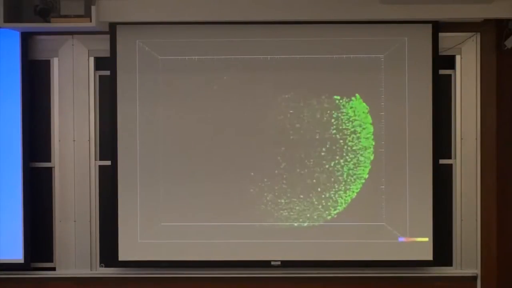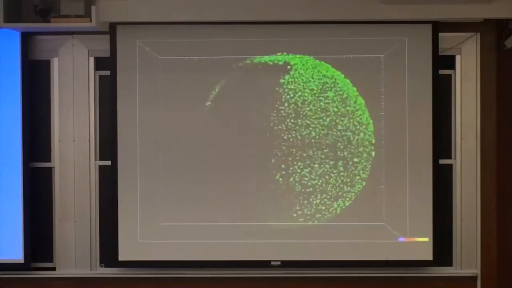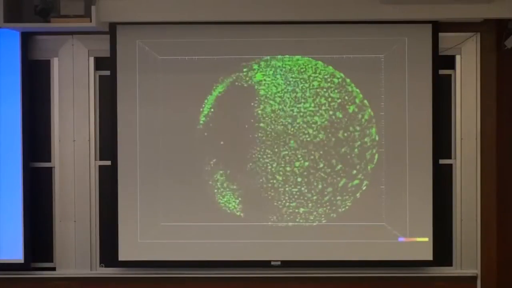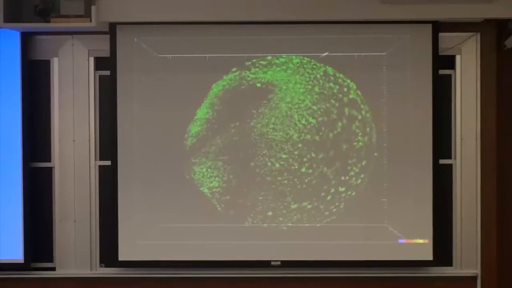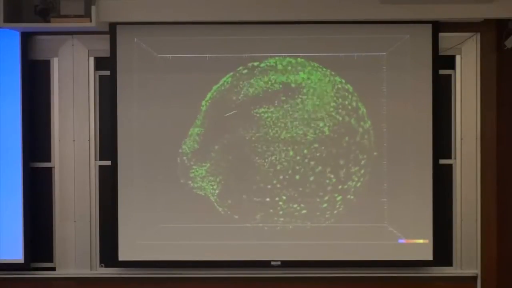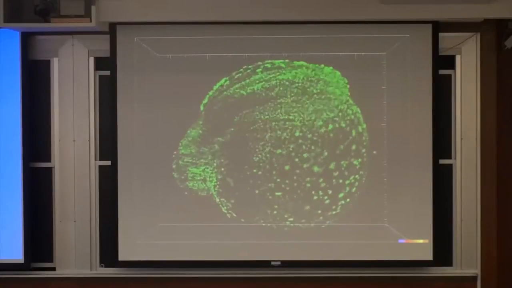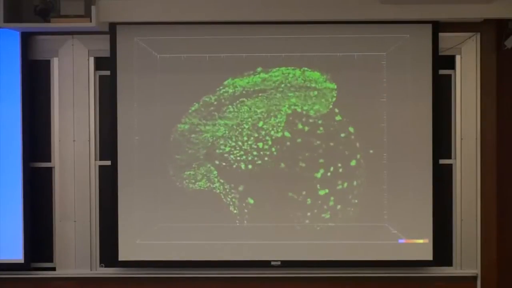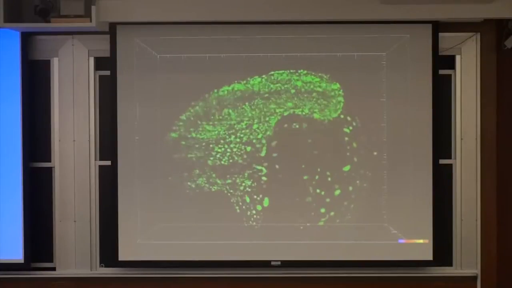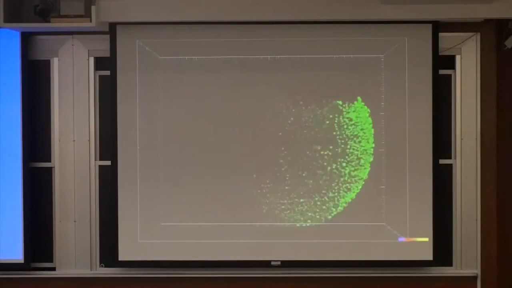Similarly, you can take another view on the other side. You can see all the single cells. These are moving. It formed the blastula, gastrulation, and then it is forming the neural tube in this part. And this imaging is around 600 to 700 image stacks, and continuously imaged for around 12 to 14 hours.